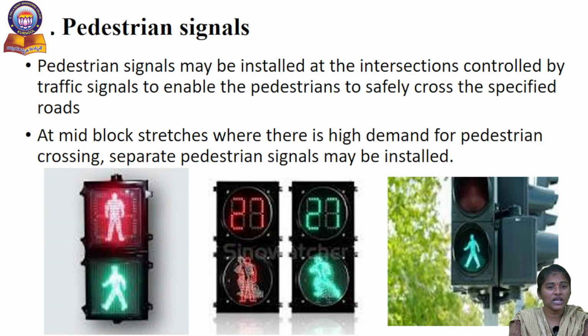So next we have pedestrian signals. Pedestrian signals may be installed at intersections controlled by traffic signals to enable the pedestrian to cross the road safely at specified road section. At mid-block stretches, whenever the pedestrian demand is high, there we provide pedestrian signals. Here you can see the red man standing indicates that pedestrians need to stop there. The green man going signal will indicate that the pedestrian must cross within the time which is given at the top of the green man going signal.